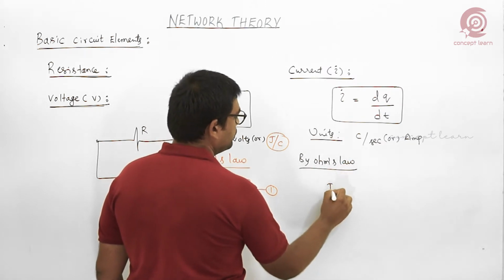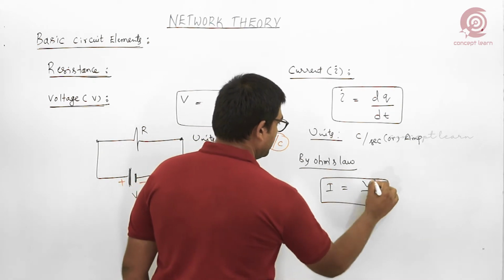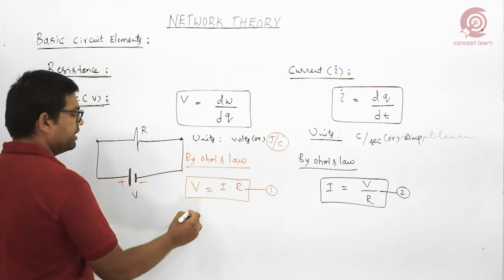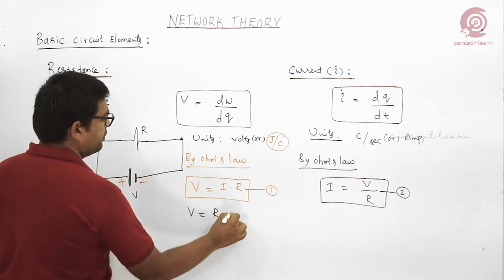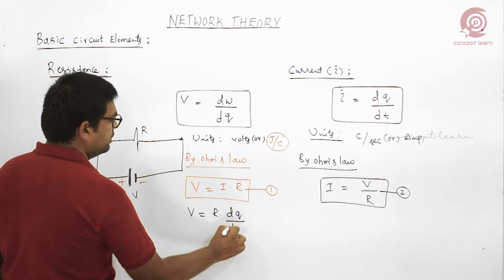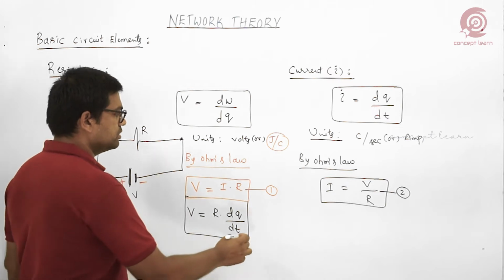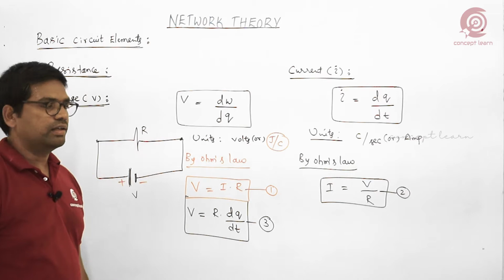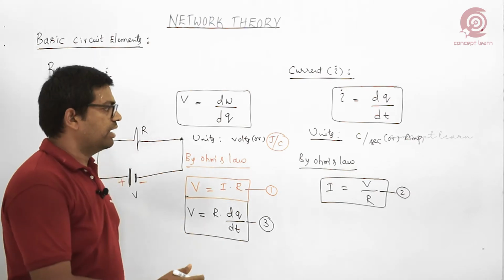This is another form of Ohm's law. At the same time, you can replace I with dq by dt, so we can write V is equal to R into dq by dt also. This one is also useful. All these are different forms of Ohm's law to express, and we can use these relations in finding another quantity.